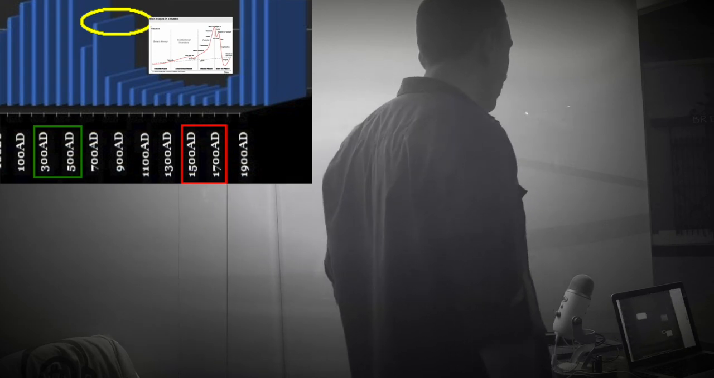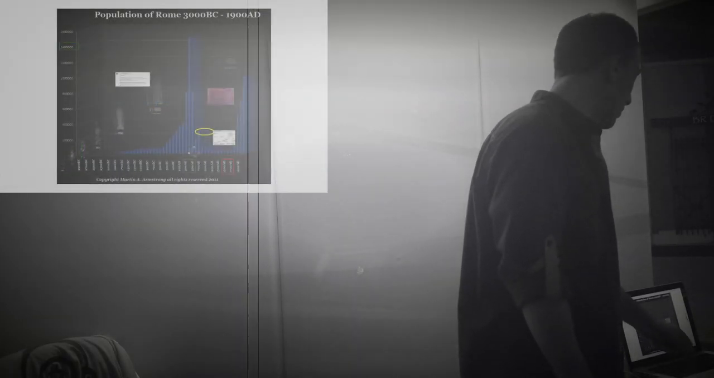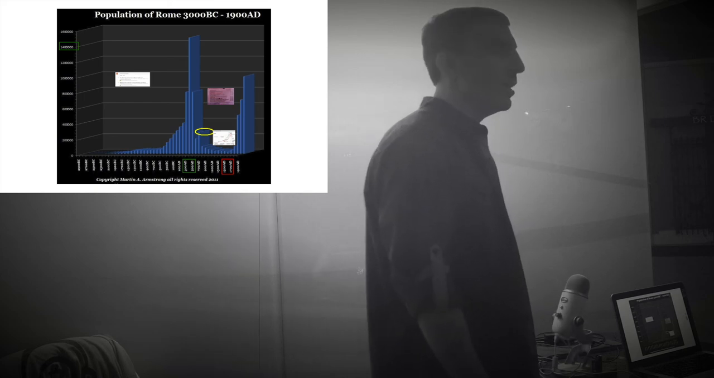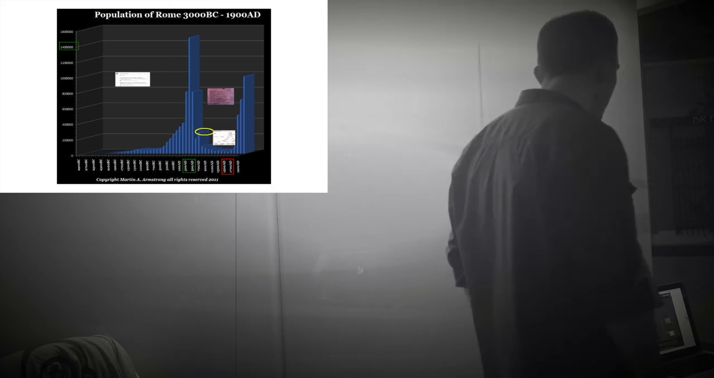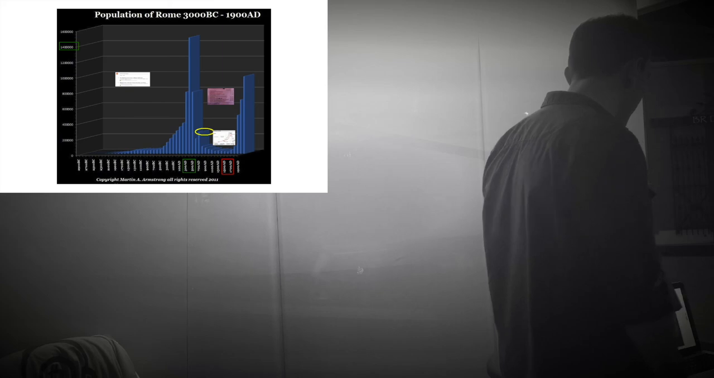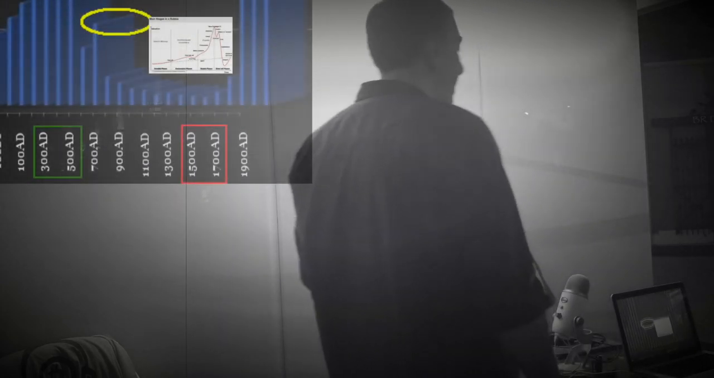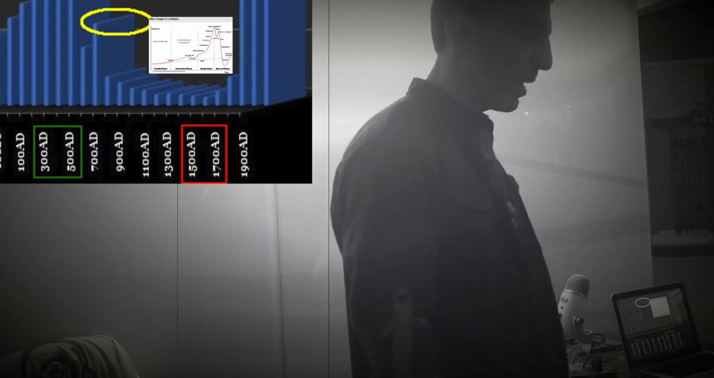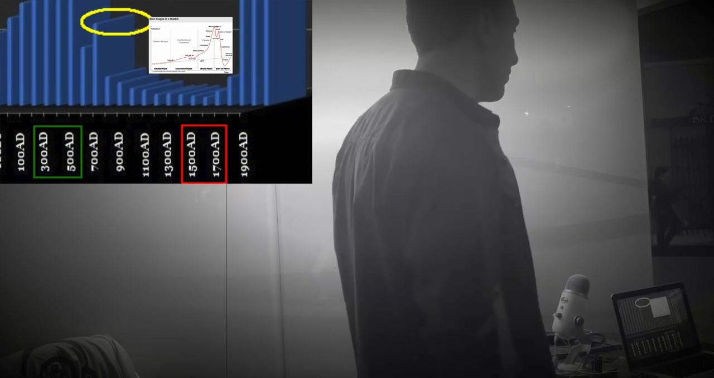This population of Rome chart is from Martin Armstrong. He's one of the economists that I actually pay attention to, though I have been too busy to read his blog. So I thank him a lot for this chart. It's great. What's his name again? Martin Armstrong. Strongly recommend his blog. I really wish I had time to read it these days.